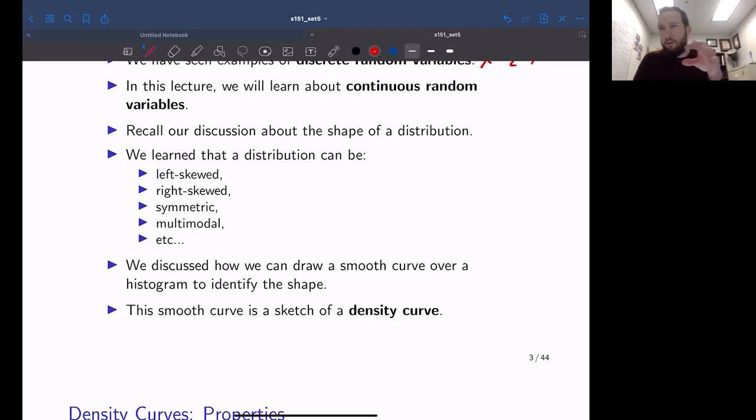In general, we said that if you have a histogram of the data, you can draw a smooth curve over top of the histogram to represent the shape. We can think of that curve as being a density curve. Okay, so continuous random variables admit curves, whereas discrete random variables admitted those probability histograms.